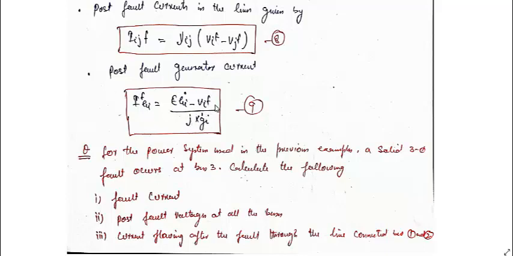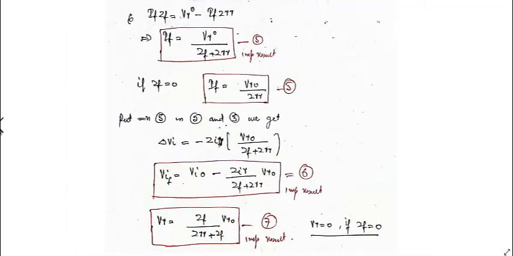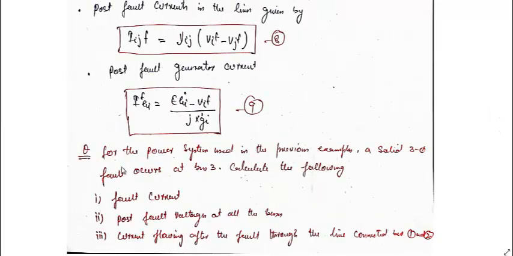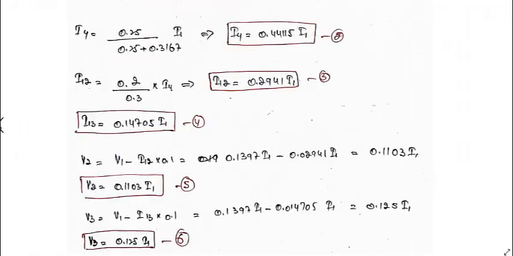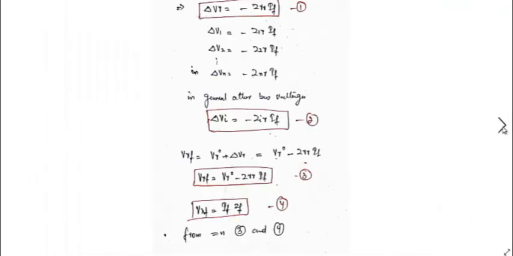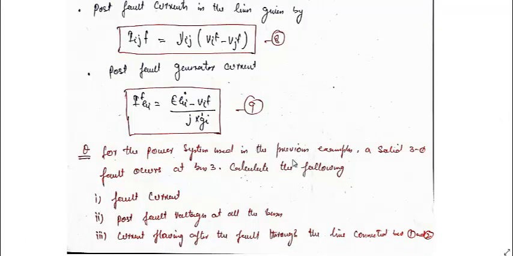This is very simple. Let us try to use all these equations and understand what we have done by using a simple numerical. So for the power system which was used in the previous example, that is this one, let us say a three-phase short circuit occurs at bus 3, and it is a solid one.